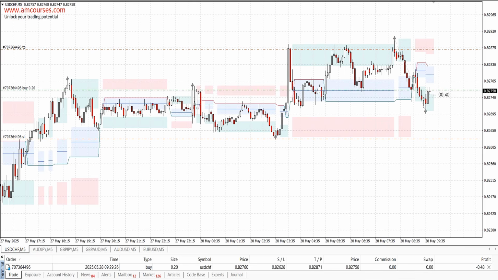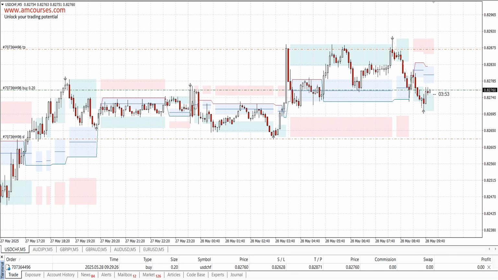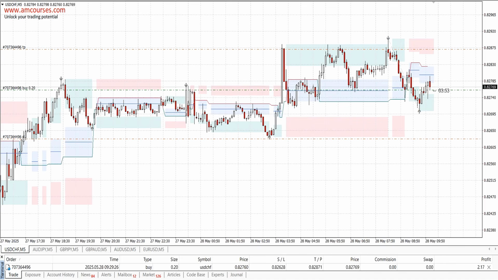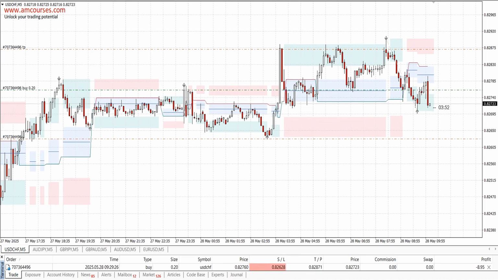I placed my entry as soon as the signal was confirmed, and used the red trailing stop line for a dynamic stop loss placement. This helps reduce risk while allowing the trade to breathe. The target for this trade is set just below the red supply zone above, giving us a solid risk-to-reward ratio once again. If the momentum continues, I'll consider trailing the stop as price moves up.